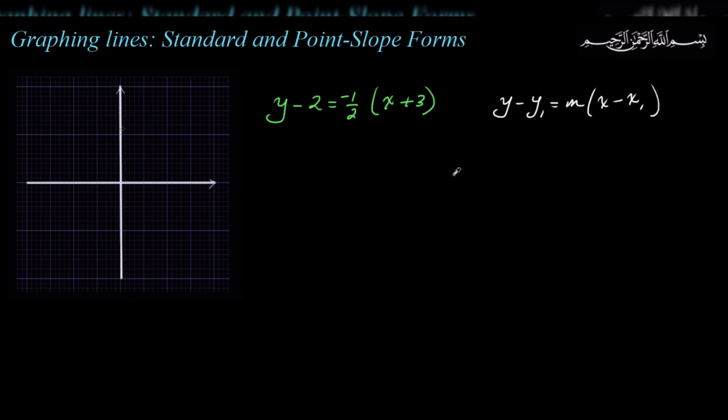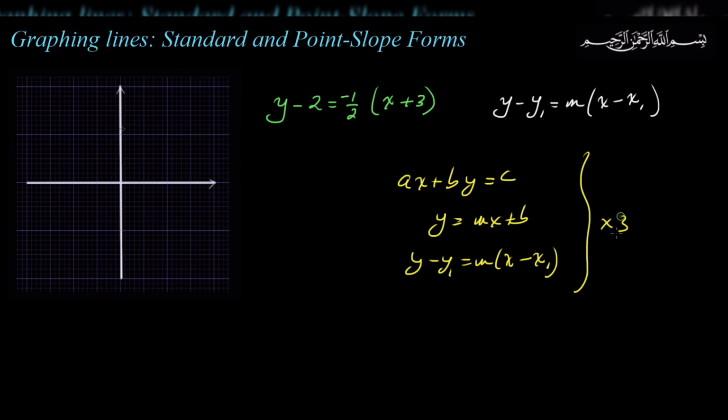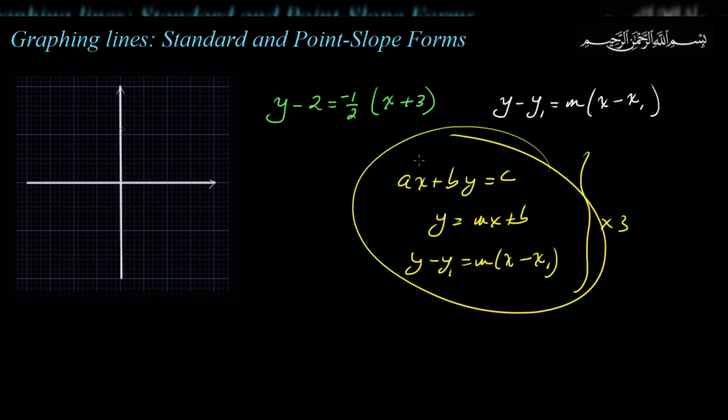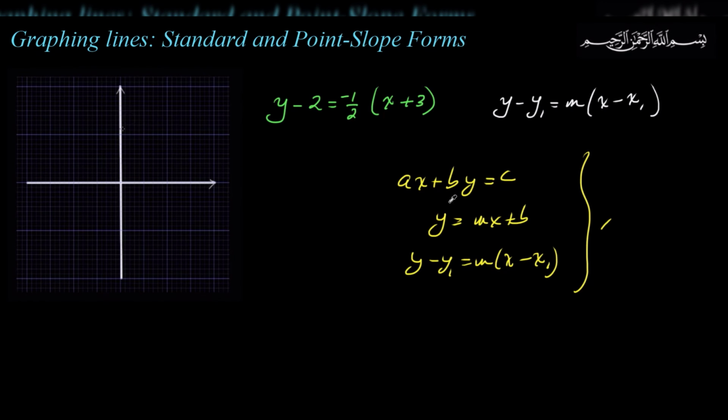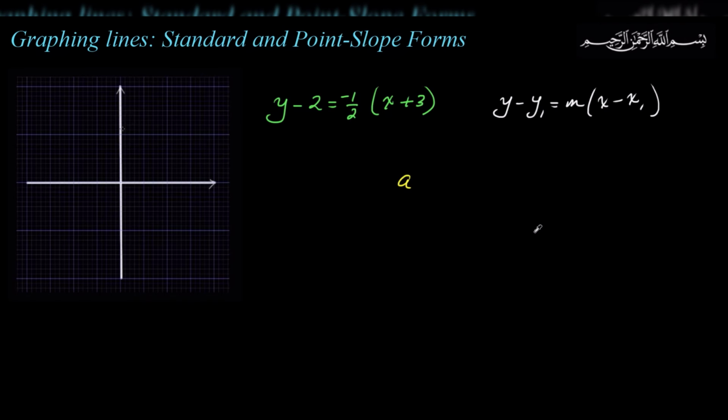As I said last time, it may seem simple, but you have to feel very comfortable with ax plus by is equal to c, y is equal to mx plus b, and y minus y1 equals the slope times the quantity x minus x1. If you just simply write these out like 3 times or so until they're familiar to you and you're comfortable with them, it's very, very important. A little bit of effort goes a long way here in terms of your appreciation of these concepts.